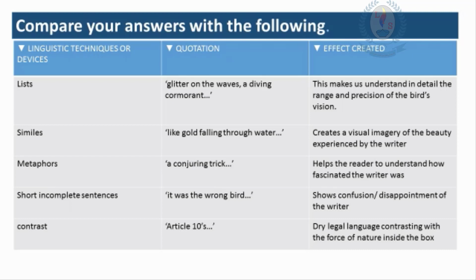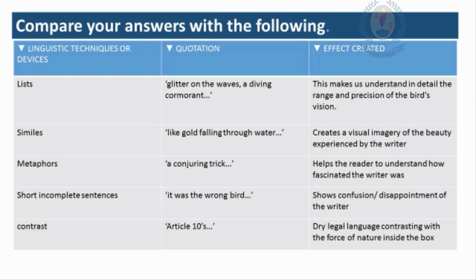First technique, lists. Quotation: "glitter on the waves, a diving cormorant." Effect: this makes us understand in detail the range and precision of the bird's vision. Simile: "like gold falling through water." It creates visual imagery of the beauty experienced by the writer.